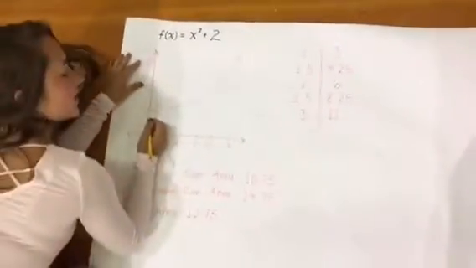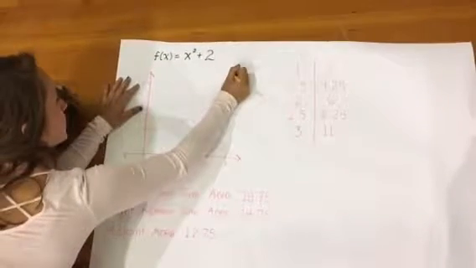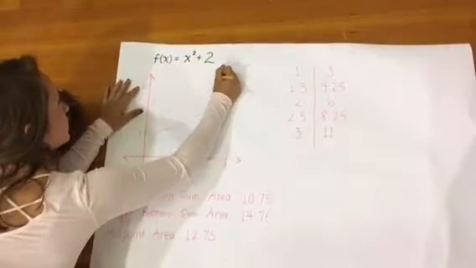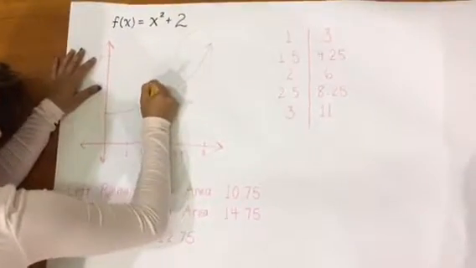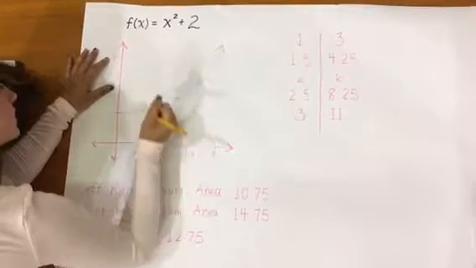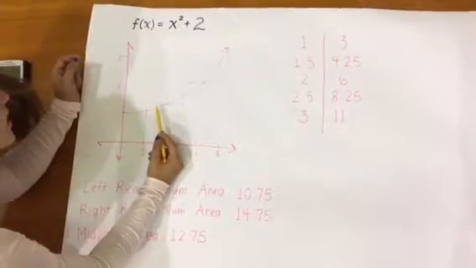Next, we just did the left, and now we're going to do the right. So instead of starting from the left like we did, we're going to start from the right and make our rectangles over our line like this. And since our rectangles are over our line, it's going to be an over approximation.